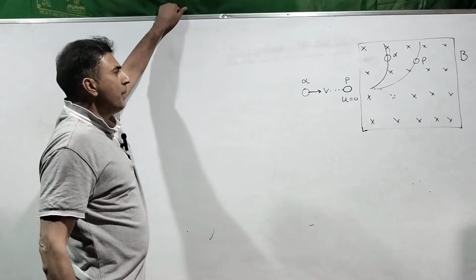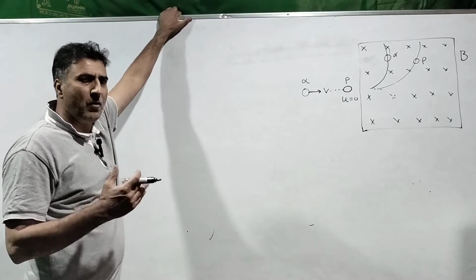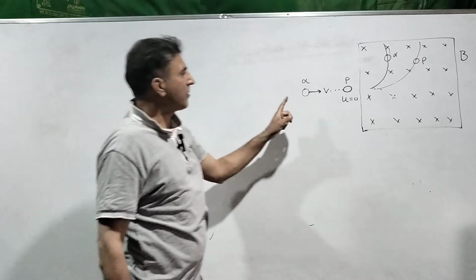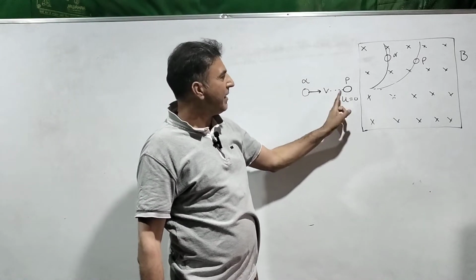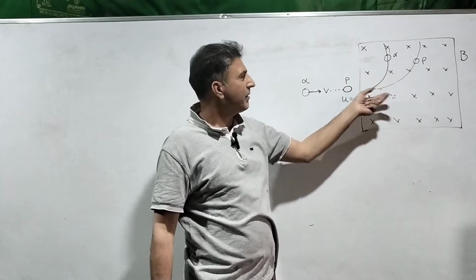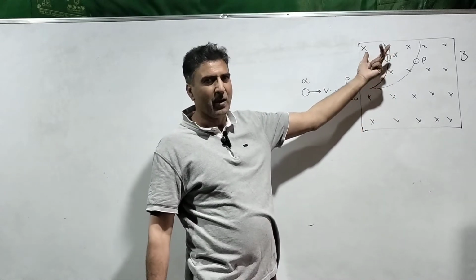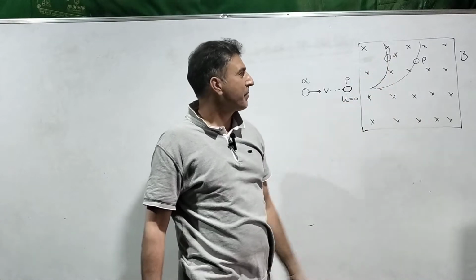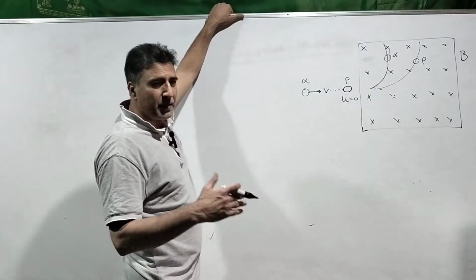Okay, this problem involves 2 to 3 concepts. First of all, the concept of collision. Then the entering of the charge in the magnetic field, how they move in circular paths. That is the second concept. So at least there are 2-3 concepts involved in the problem.